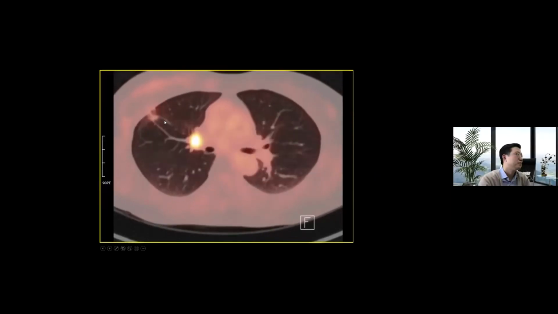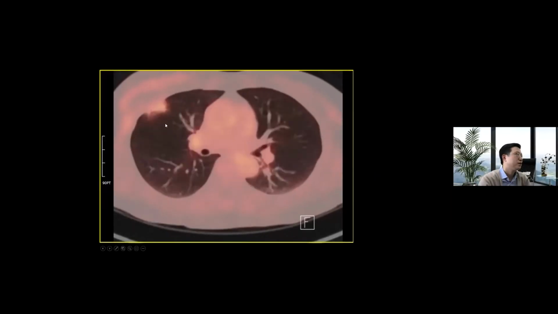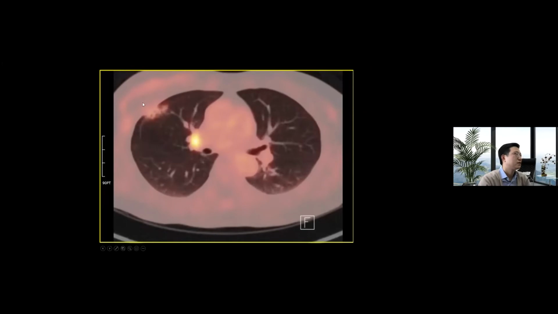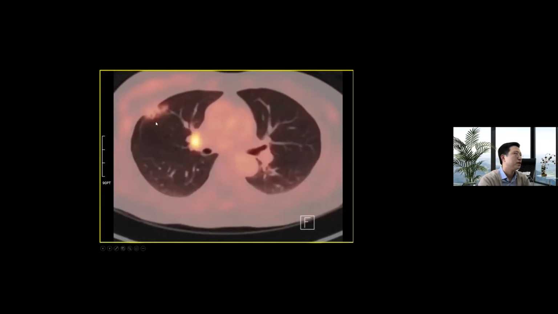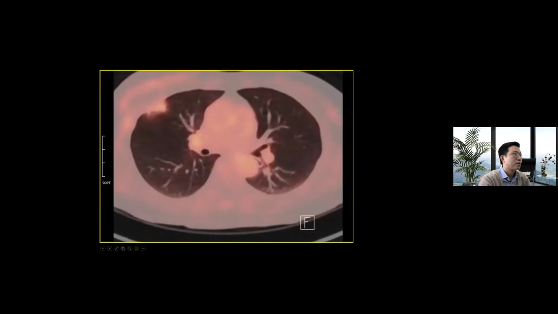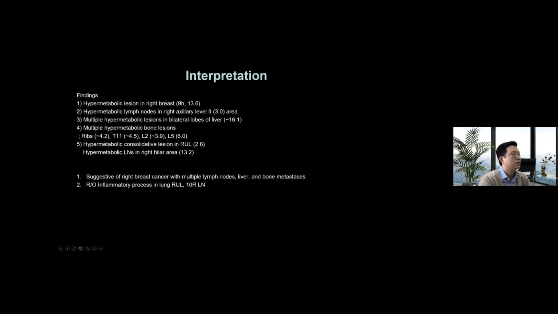So it's not clear, but I think this lung lesion could be some inflammatory process. So this 10R lymph node could be an inflammatory lymph node, which was caused by this inflammatory lung lesion, but it's not conclusive. But I think that the right hilar node receives the lymph from the lung area.